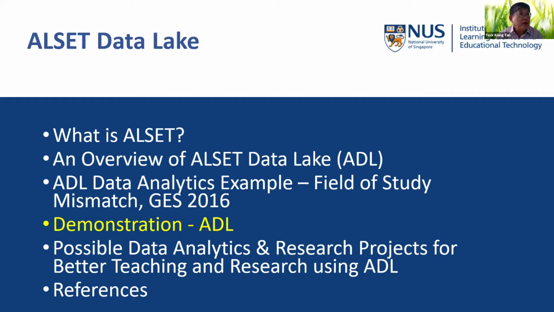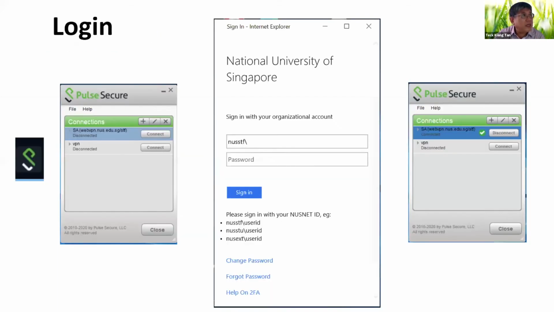The data set is the GES 2016, which is available in ADL. We'll now go through a demonstration of how these R codes are written in ADL, and how we can access ADL, which is not quite in a simple way. Before we take a look at the R codes, we have to access it by downloading the PAL security. By clicking on these icons, after installation, we'll get this particular screen. We click on connect, then we key in our staff user ID and the password, and click sign in. It will turn the connect to disconnect, and then we can access the ADL.